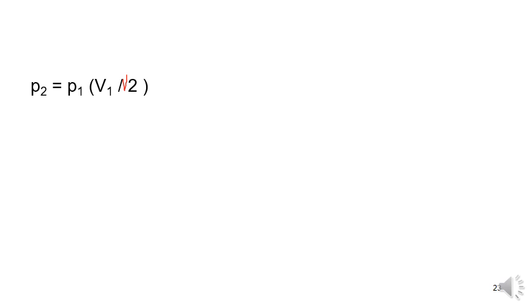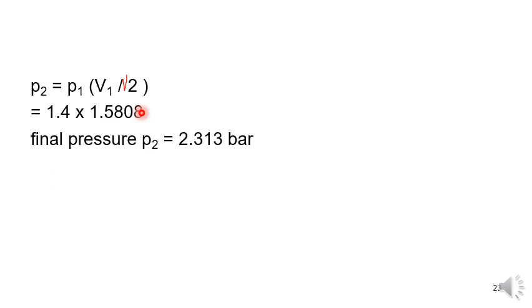So we know the P1 value and the ratio V1 by V2. P1 is 1.4, and V1 by V2 is 1.5802. So the final pressure is 2.313 bar. First, what do we need?